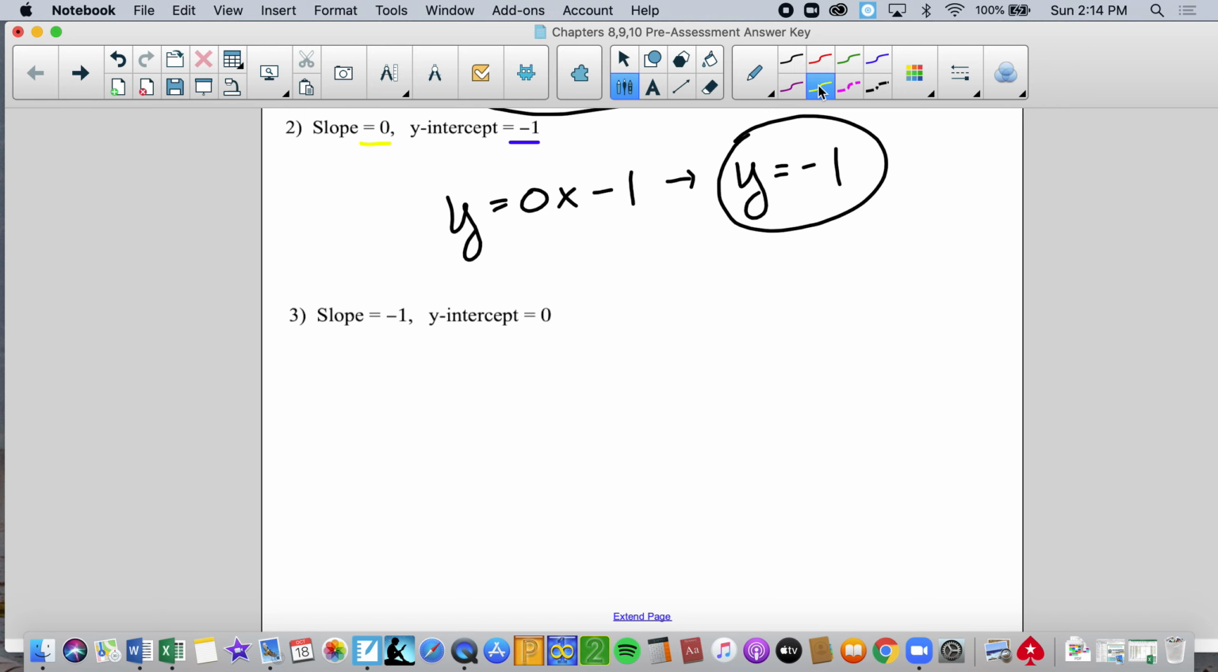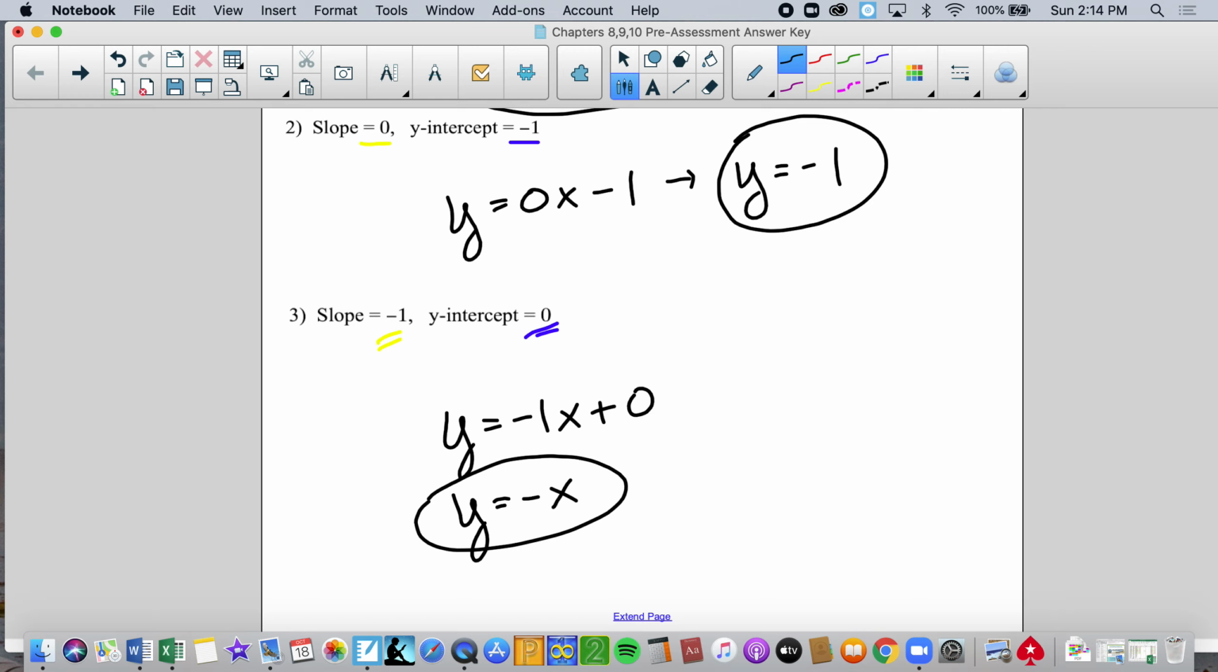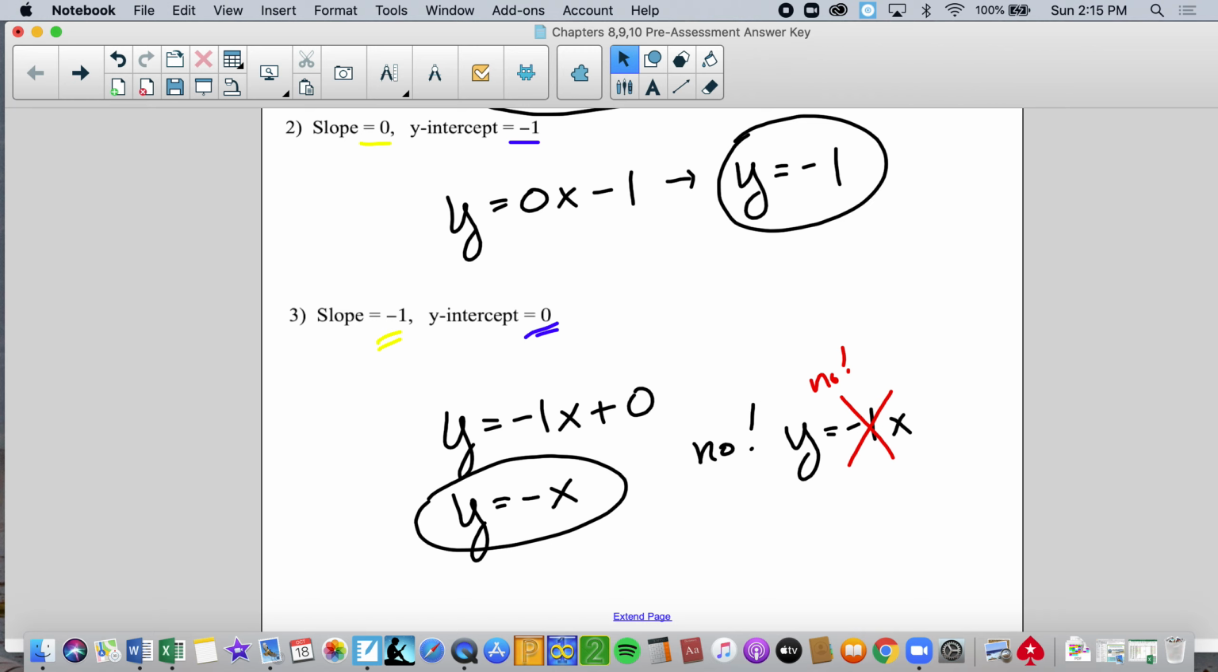And then again, they try to trick you and they give you 0 for the y-intercept. So -1 for m plus 0, and your answer is going to be this. Don't give me -1x. I don't want to see y equals -1x. That would be considered wrong. Coefficients, whenever it's 1, we don't see the 1. We either see the negative or we just see the variable.